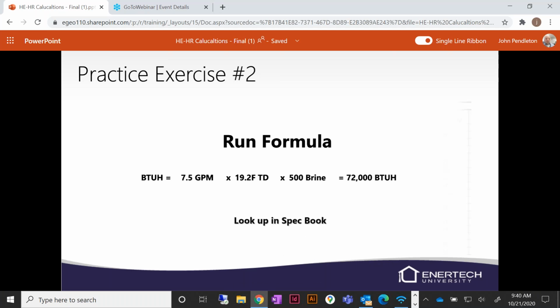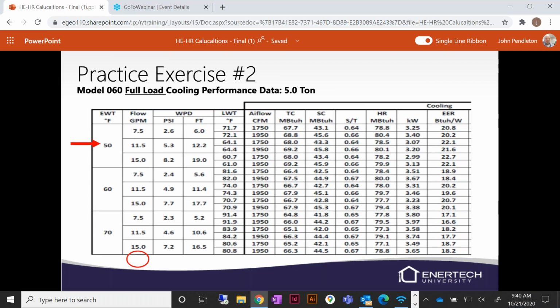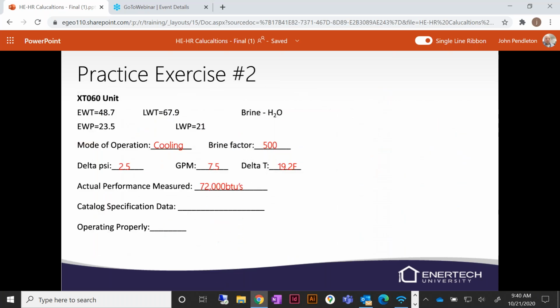So we need to look in the spec manual again. 50 degree entering water, 7.5 GPM. And we were at 1950 CFM. So we take our heat of rejection in this one, not heat of extraction, heat of rejection. It actually is 80,000, should be up just a little bit more, 80,400 BTUs. So we're at 72,000. 10% of 80,400 would be 72,040 BTUs or something like that.